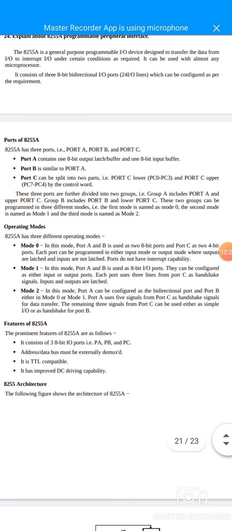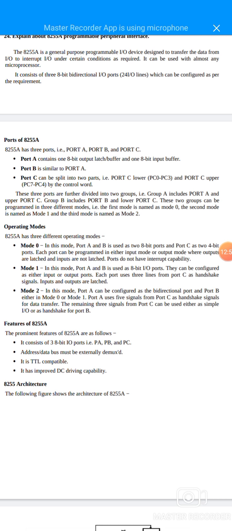Operating modes of the 8255A: there are 3 different operating modes, mode 0, mode 1 and mode 2. Mode 0: in this mode, port A and port B are used as two 8-bit ports and port C as two 4-bit ports. Each port can be programmed as either input or output, where outputs are latched and inputs are not. Mode 1: in this mode, ports A and B are used as 8-bit input output ports. They can be configured as either input or output ports. Each port uses 3 lines from port C as handshake signals, and inputs and outputs are latched.